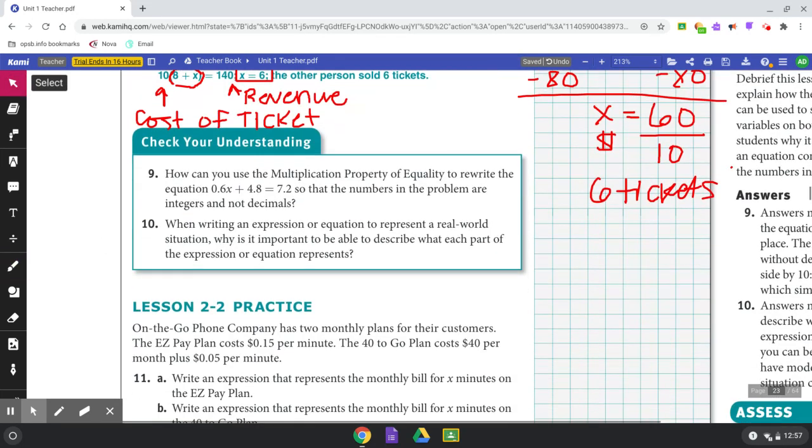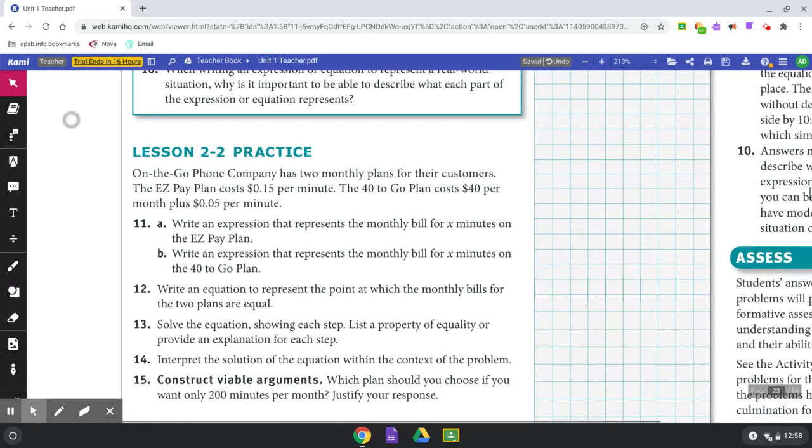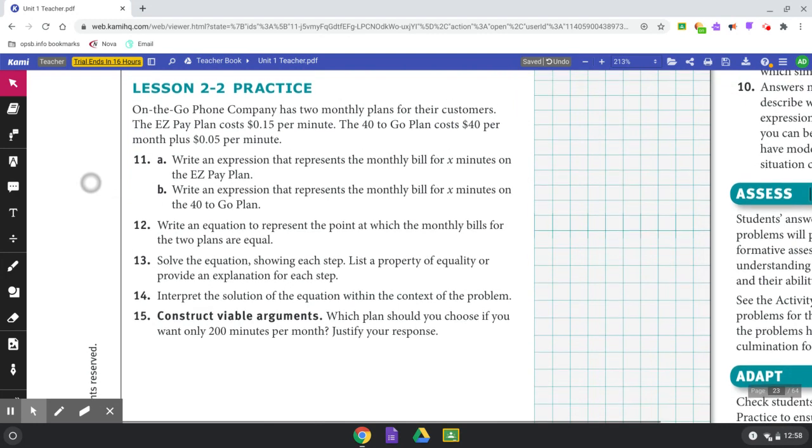Okay, so now I want you to check your understanding number 9 and 10 as classwork and turn that in. And lesson 2-2 practice, numbers 11 through 15, and turn that in for homework.